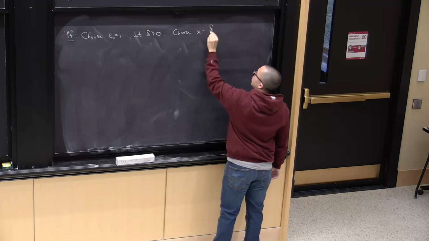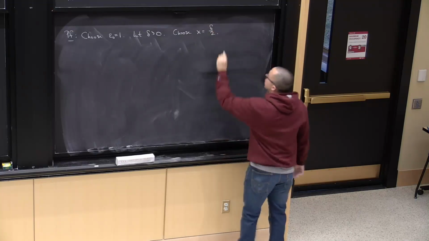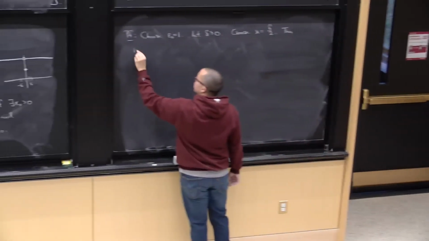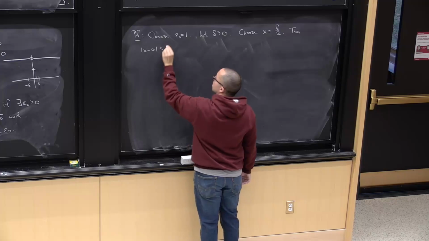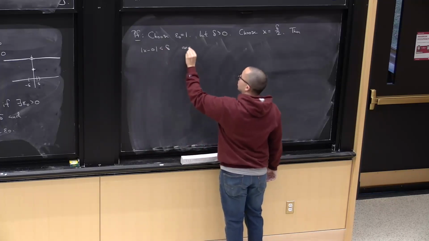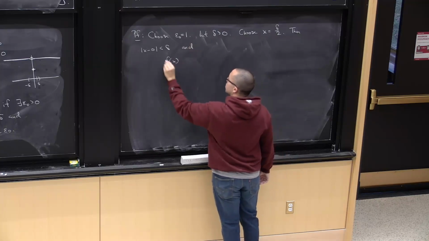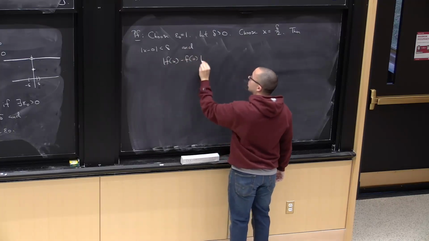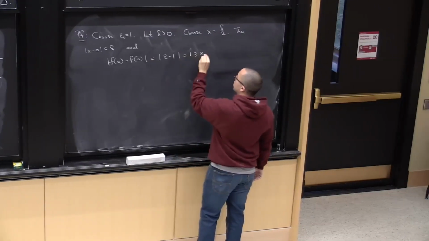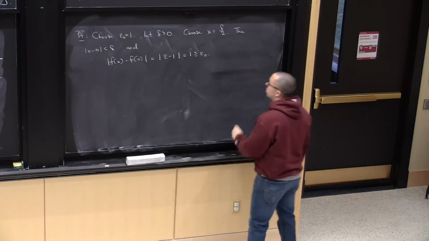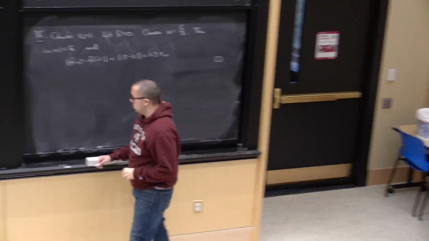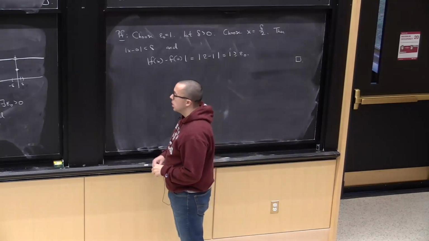Choose x to be delta over 2, say. Then x minus 0 is less than delta. It's actually equal to delta over 2. And f of x minus f of 0, this is equal to 2 minus 1, which is bigger than or equal to epsilon 0. Okay, so this function is not continuous.